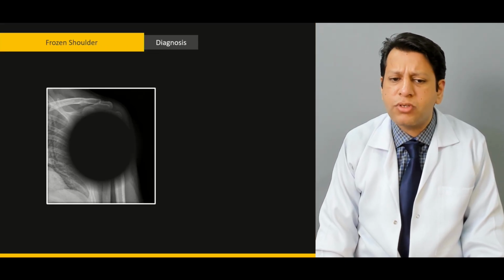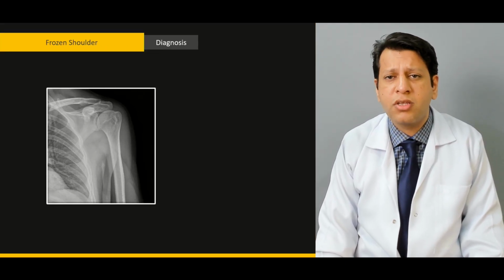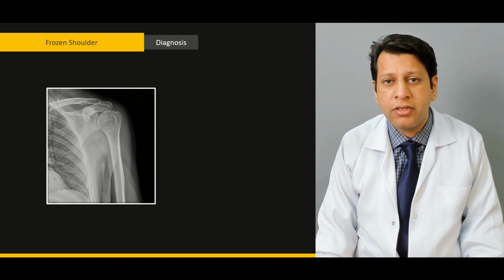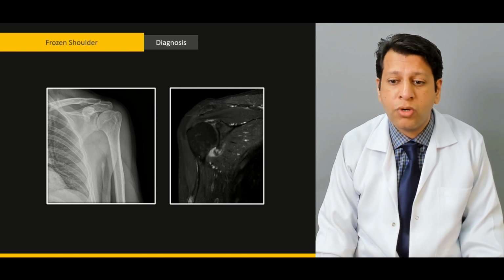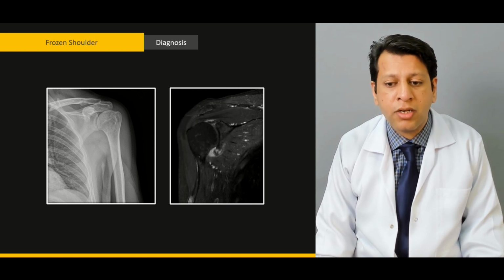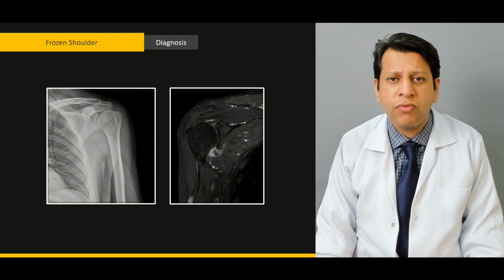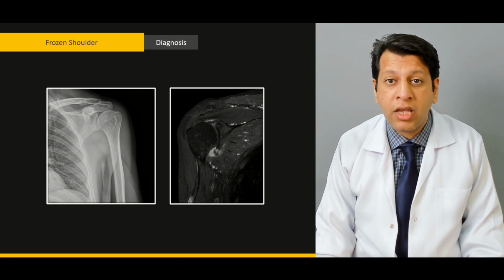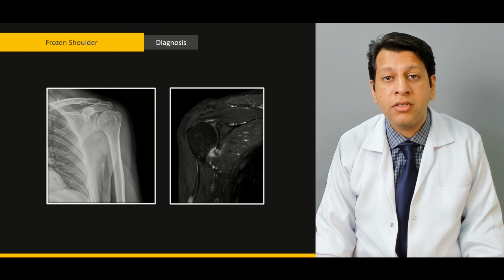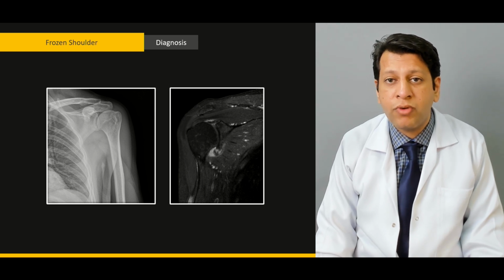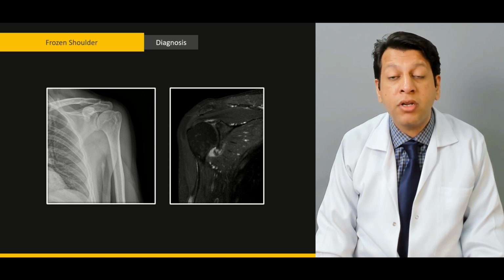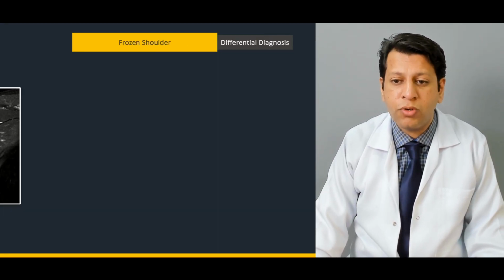How to make a diagnosis? As I told you, the diagnosis is mainly clinical, but you need to confirm it with the help of radiology: you can get an AP and lateral view of the shoulder joint, or even an MRI. The X-ray of the shoulder joint would usually be normal. The MRI may show increased thickening of the capsule, and especially synovial hypertrophy, which may point toward increased fibrinous adhesions of the capsule of the shoulder joint.